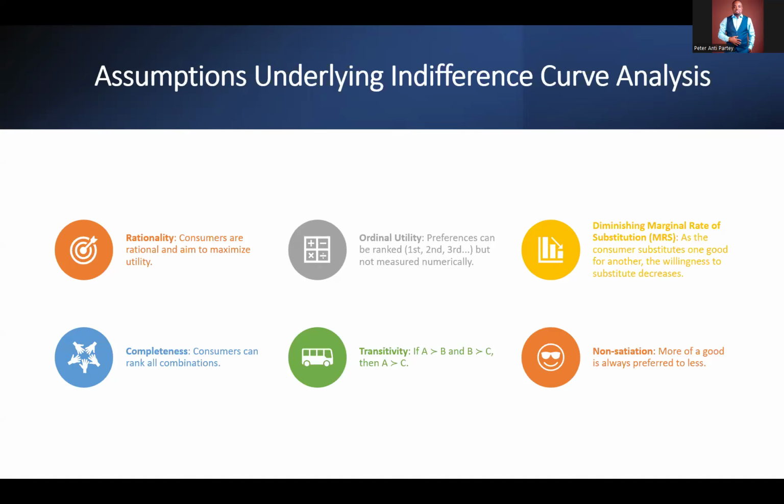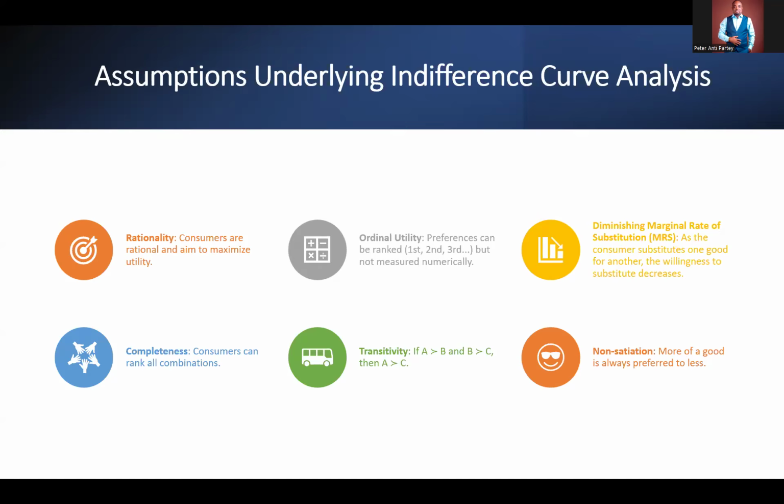So the first assumption is rationality. The second one is ordinal utility. The third one is diminishing marginal rate of substitution. And with diminishing marginal rate of substitution, we are saying that the individual has the potential to substitute one commodity for the other, and the tendency or the willingness to do that kind of substitution decreases as the individual progresses in whatever it is that he's doing.